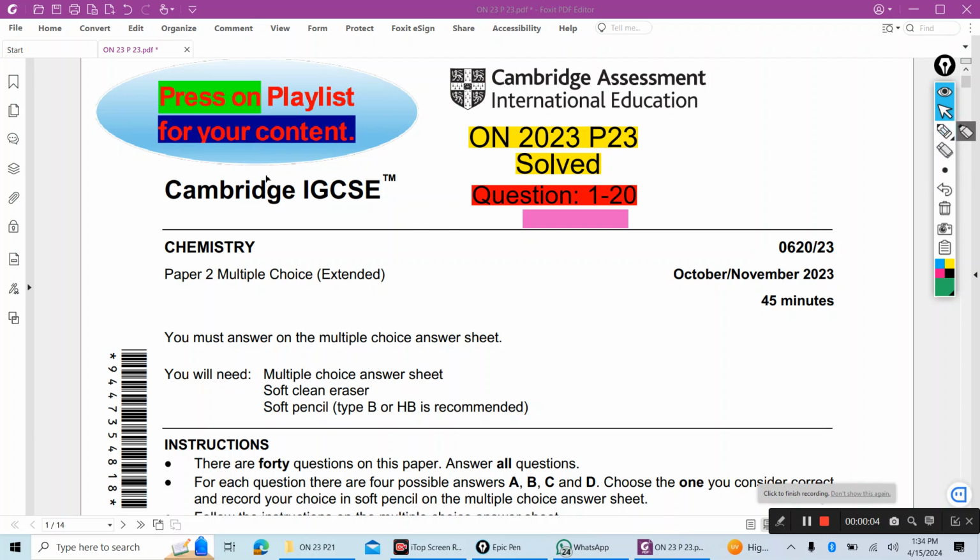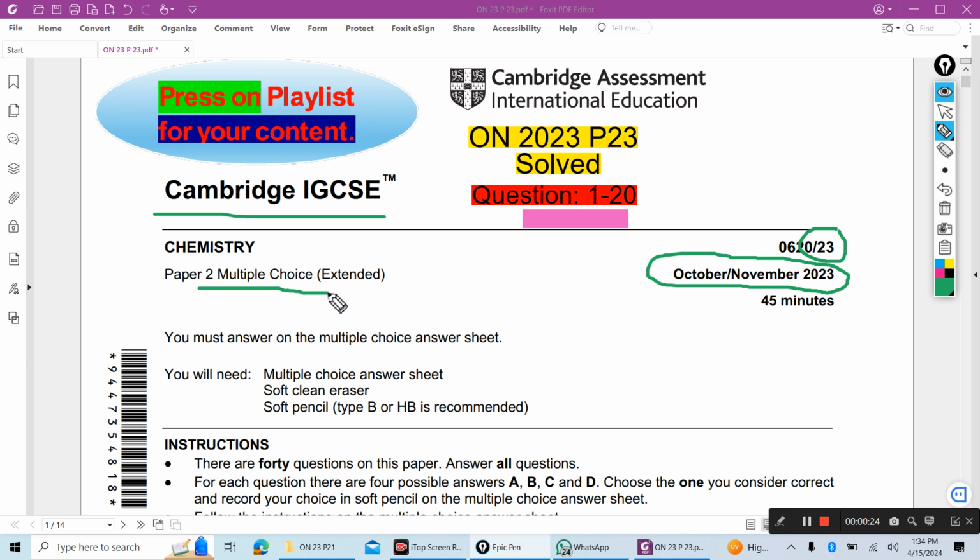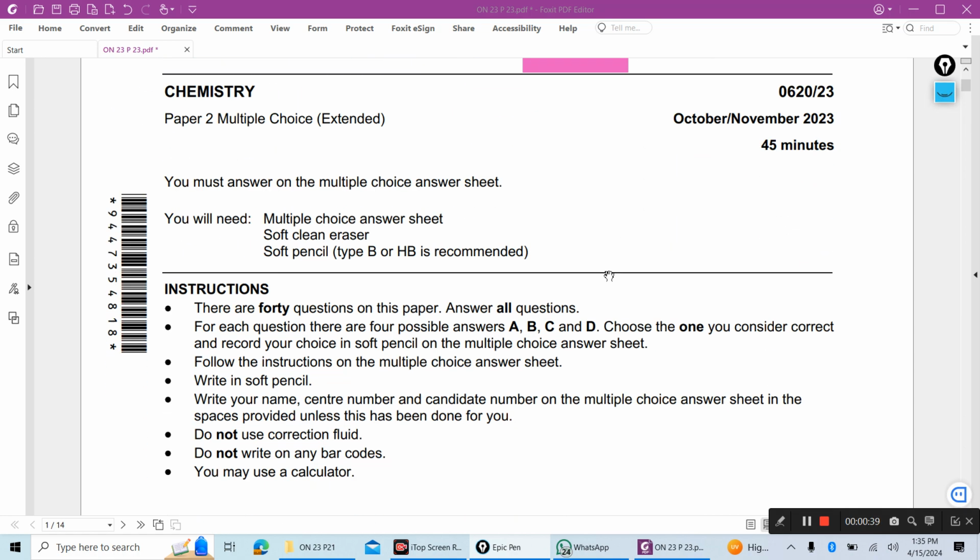Hello students, now I am going to discuss Cambridge IGCSE Chemistry October-November 2023 paper 23, multiple choice extended paper. October-November 2023 paper 23. Let's move.